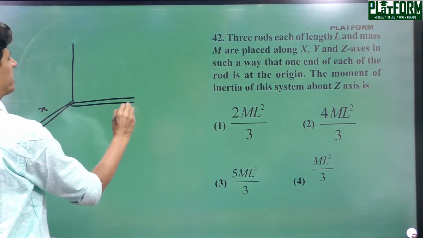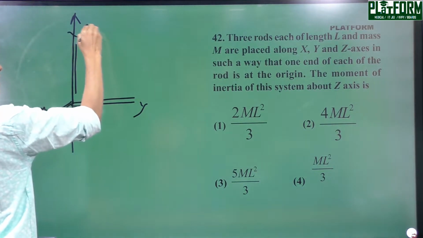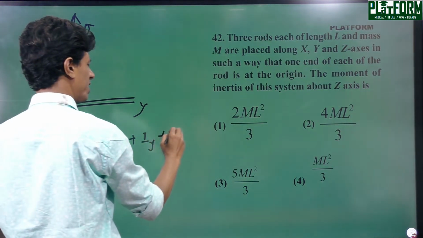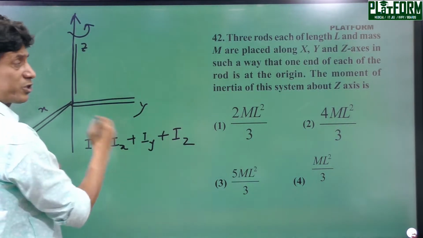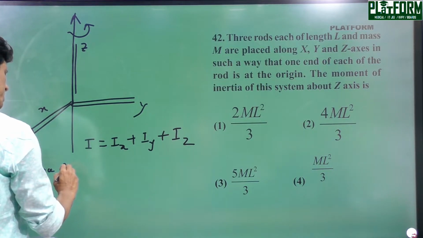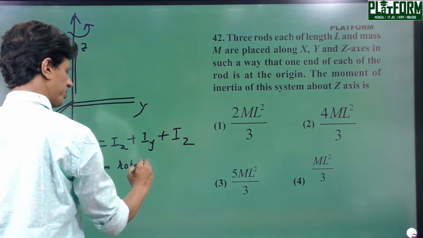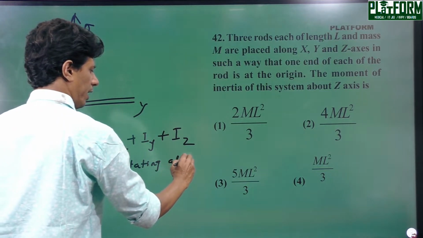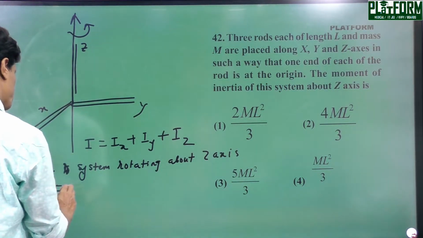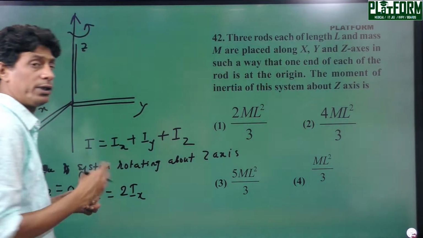Let us say this rod is X, this rod is Y and this rod is Z, and we want the moment of inertia about the Z axis. So the moment of inertia is equal to Ix plus Iy plus Iz. Since the system is rotating about the Z axis, we can write Iz equal to 0, and the moment of inertia of the system is equal to 2Ix due to symmetry.